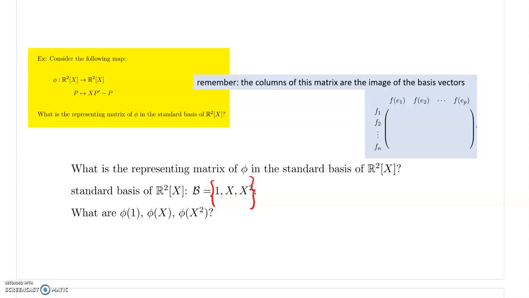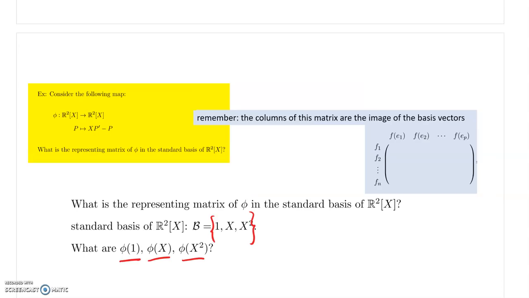And so we said the columns of the matrix were representing the images of the basis vectors. So you have to look for the images of the basis elements. You have to calculate phi of 1, phi of x, phi of x squared. So how did it go? Okay, so let's do that.